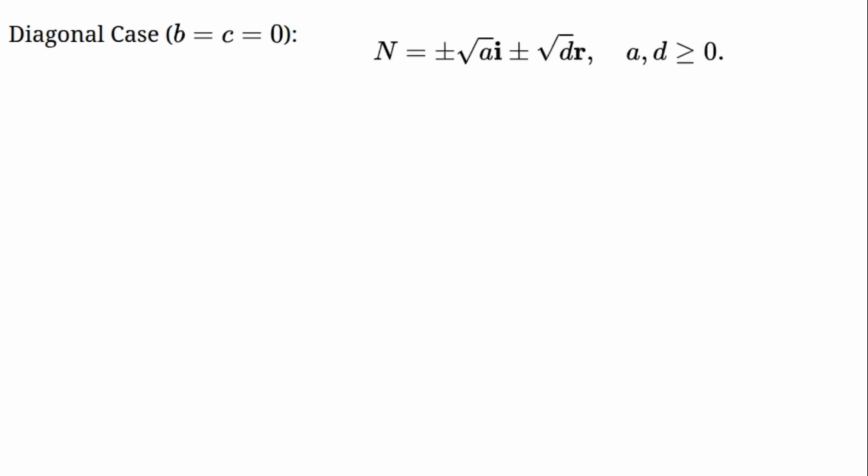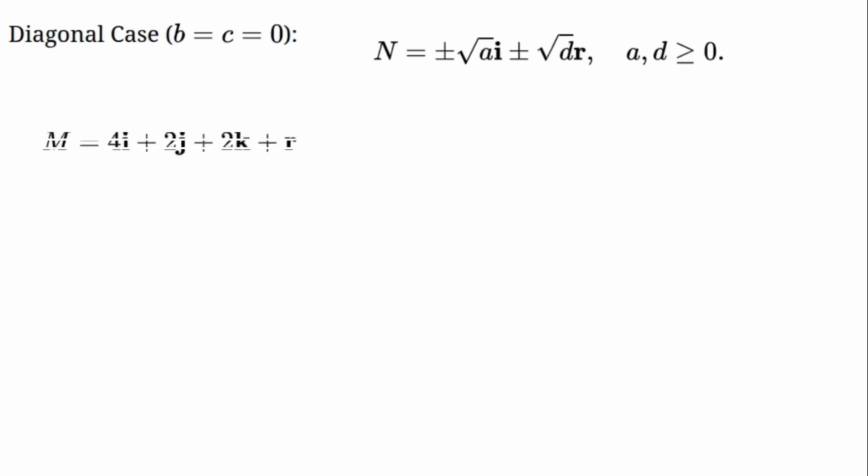Instead, try n equals plus or minus square root of a times I plus or minus square root of d times r for a d greater than or equal to 0. This gives 4 solutions for a d greater than or equal to 0. This formula yields up to 4 square roots. Let's apply it to an example.